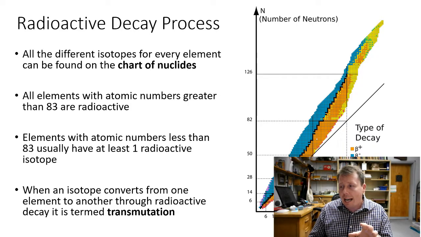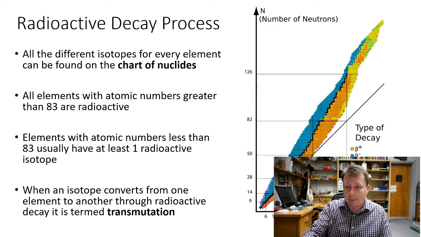Whenever you do have an isotope undergo radioactive decay and go through all of its half-lives and convert into an entirely different isotope, we actually call this process transmutation. And it happens quite a bit, especially if we think about uranium dating, which we're going to look at in just a minute here.